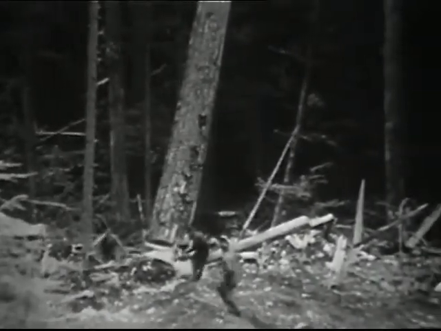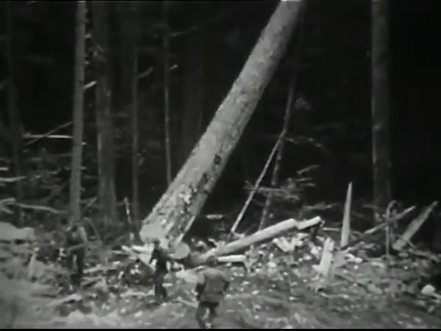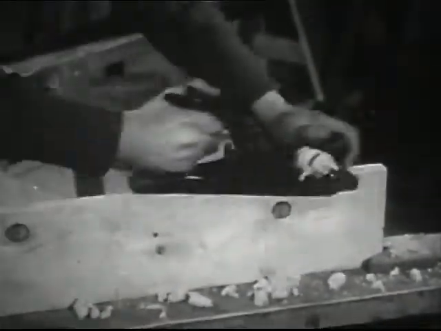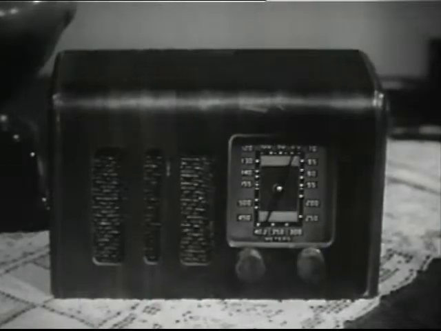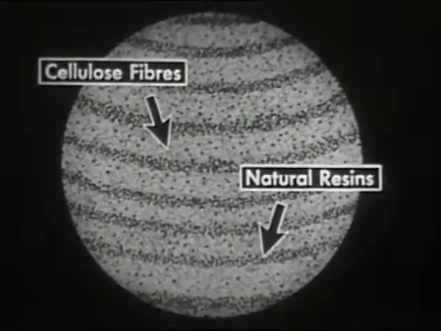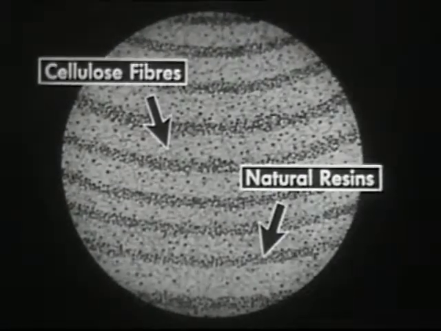For centuries, man has taken this natural product from the forests and used it practically unchanged. By a number of operations, cutting to size, sawing, planing, machining, and shaping, innumerable useful products have been made, such as this wooden radio cabinet, which in finished form is still, like all wood, composed of cellulose fibers bonded by natural resins.